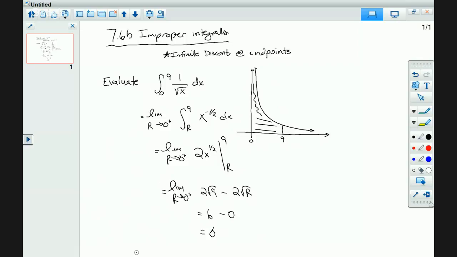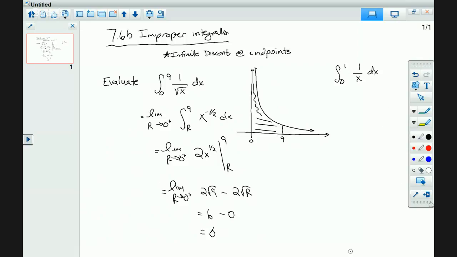So what if you tried to use u-substitution? What would happen? You would have u equals x. It wouldn't help you. It'd give you the same thing right back, and then it'd just be 1 over root u du.